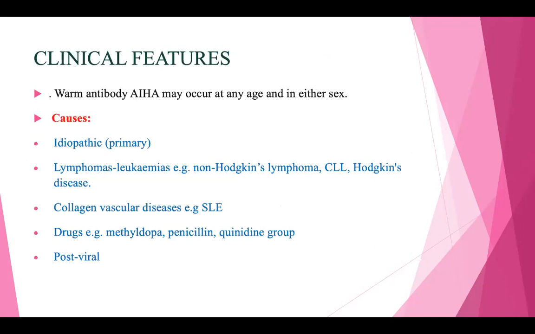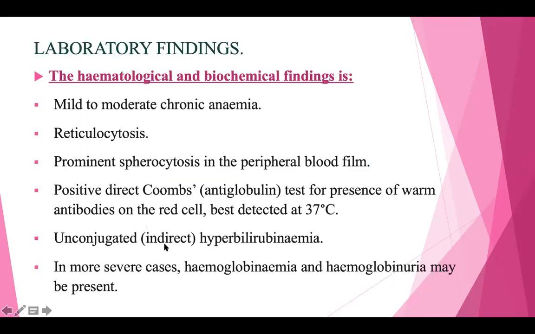Either idiopathic or associated with leukemia, lymphoma, or collagen vascular disease such as SLE, drugs such as methyldopa, penicillin, and post-viral. Hematological and biochemical findings: حنشوف عندهم anemia, reticulocytosis, spherocytosis بالperipheral blood, positive Coombs test. كل immune hemolytic anemia يكون عندهم positive Coombs test.